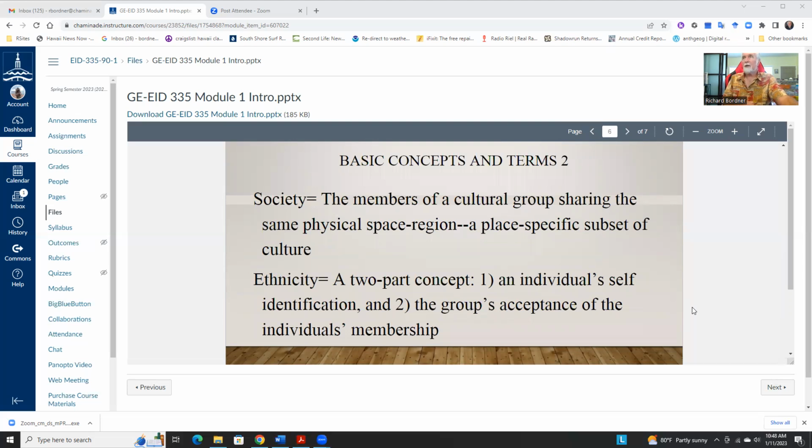Society is a real easy one. Society is basically a subset of culture. If you're talking about the members of a culture that are in a particular place at a particular point in time, and especially if they came from the same region or same area, then that would be a society. So a society is geographic. It's a place-specific subset of a larger culture. So, for example, the Chinese who came over in the 19th century to settle in Hawaii or to settle in California, say San Francisco's Chinatown, that would be part of the society of Chinese Americans that are from that particular point in time in that particular place.